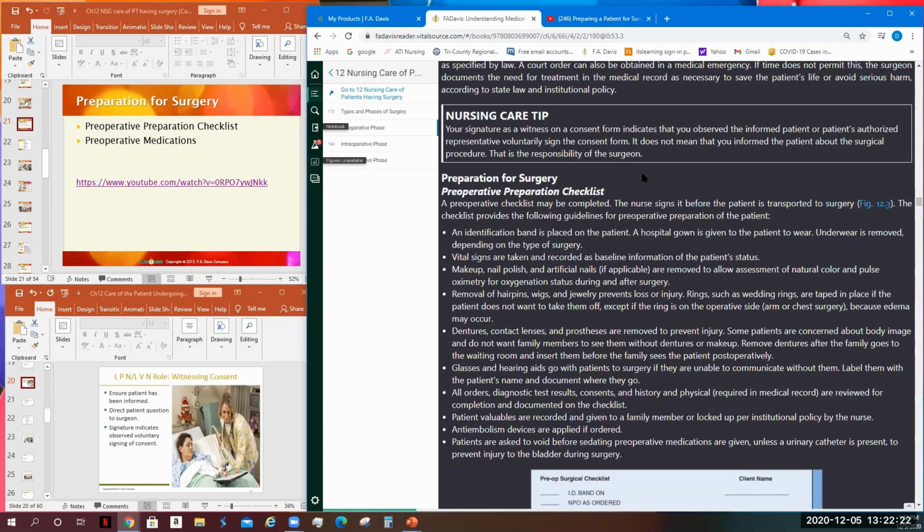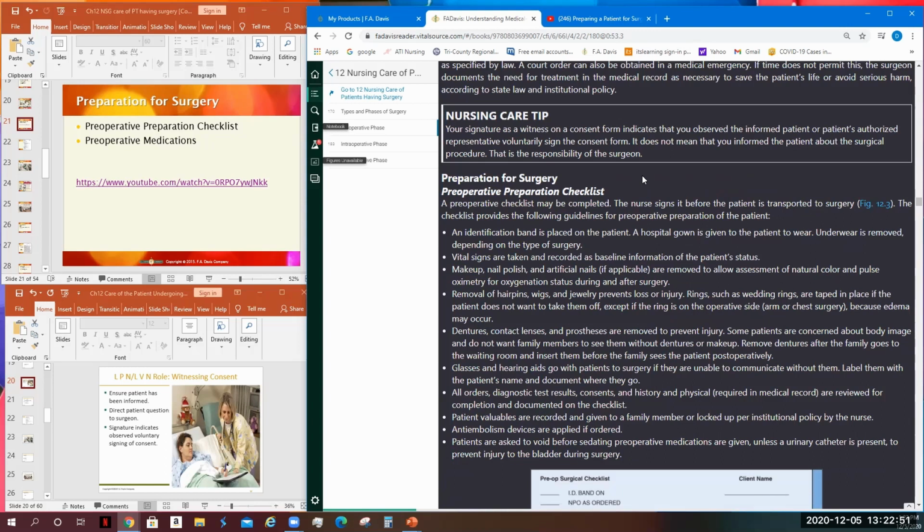Nursing care tip. Your signature as a witness on a consent form indicates that you observed the informed patient or patient's authorized representative voluntarily sign the consent form. It does not mean that you informed the patient about the surgical procedure. That is the responsibility of the surgeon.